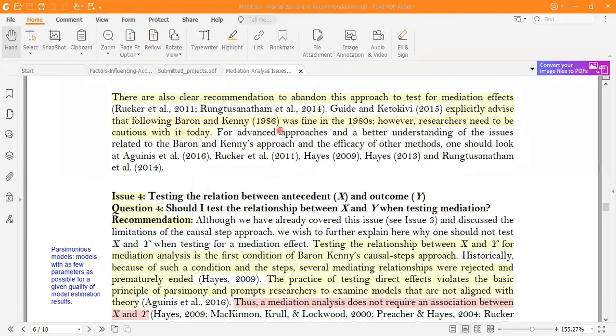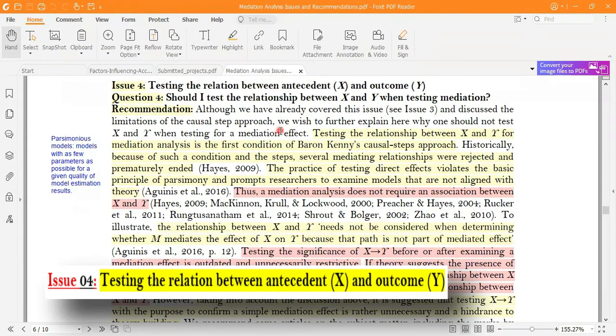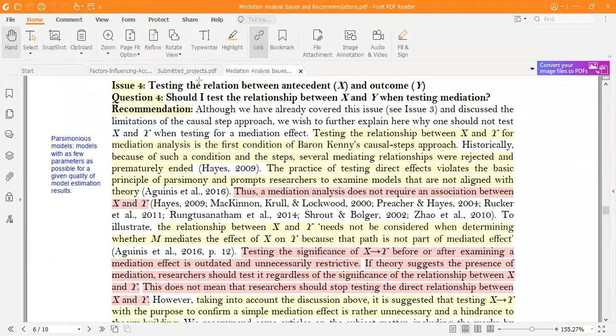Okay, and then if we go down to issue number 4. Issue number 4 is talking about the relationship between the antecedent and outcome, the independent variable and the dependent variable. So here the first thing is this: testing the relationship between X and Y for the mediation analysis is the first condition of the Barron-Kenny causal approach. As I told you in issue number 3, there were four steps. So that's the first step. There should be a significant relationship between X and Y.